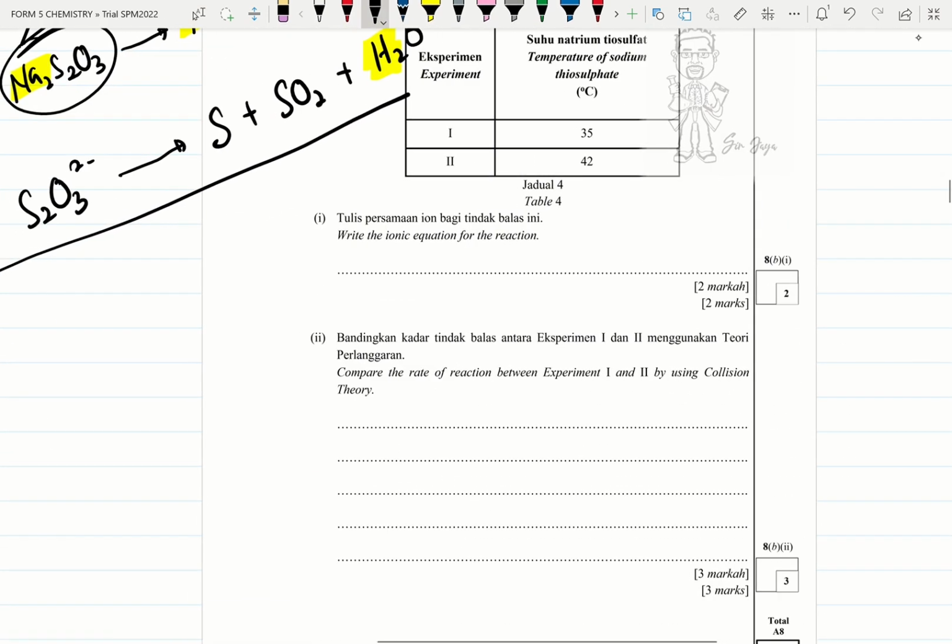So how to write the ionic equation? I put hydrogen ion combined with thiosulfate ion to produce sulfur, yellow color precipitate. Alright, sulfur dioxide and water. So we balance the hydrogen too.